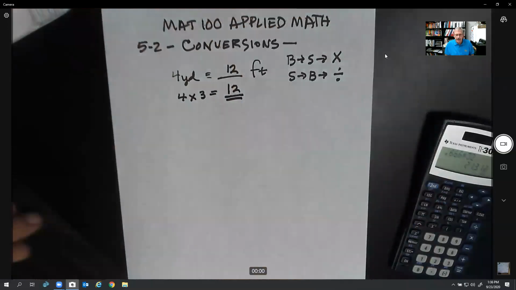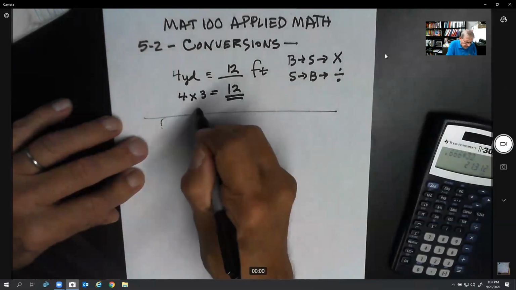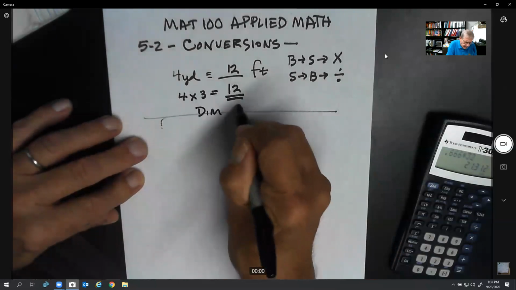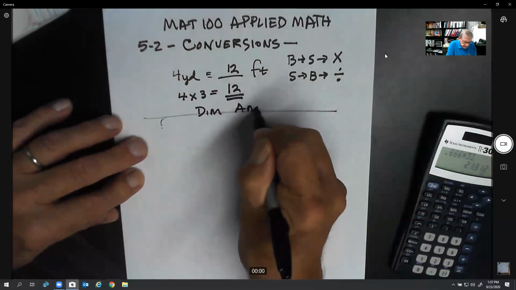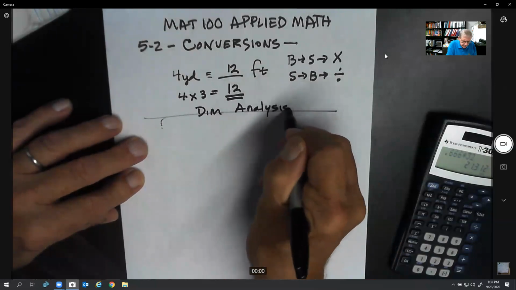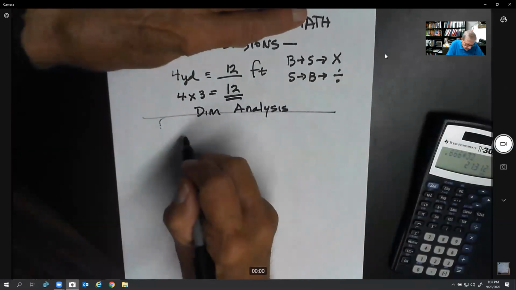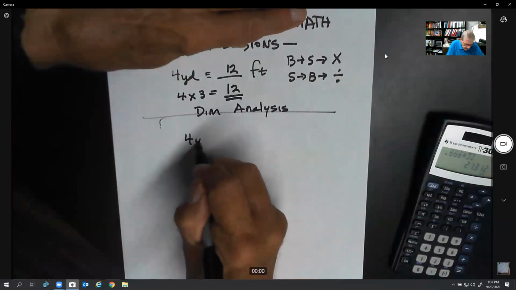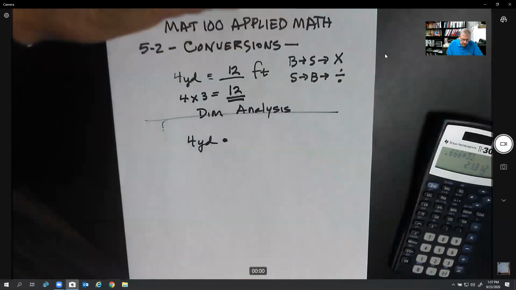See, it's just that simple. But another way we can do that is what we call dimensional analysis. The way we do it is we say 4 yards. Then we put the conversion factor. We're going to multiply by the conversion factor.